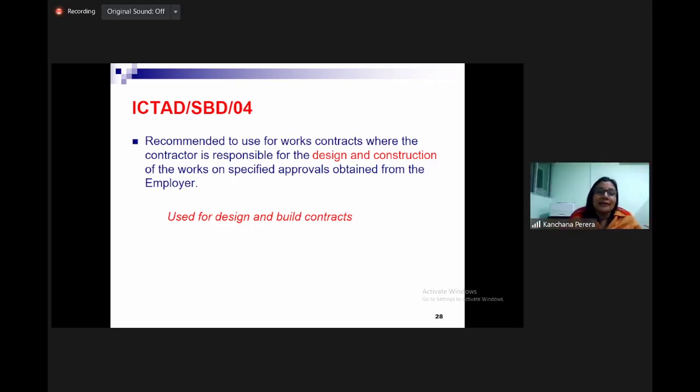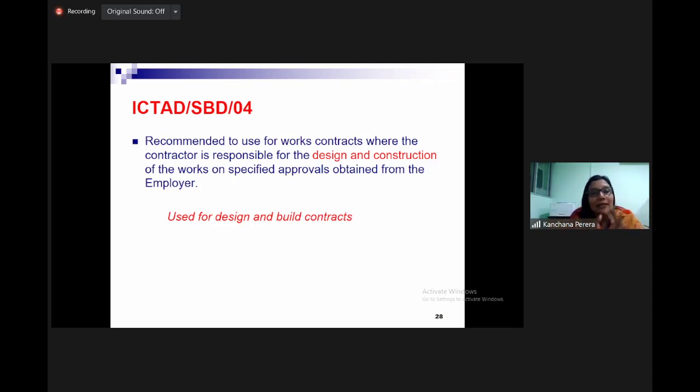Turnkey will be slightly different from design and build. Turnkey means you give it totally to the contractor, right? So you can read the detail about design and build and turnkey, but design and build is slightly different to this. I will tell you the arrangement in this SBD 04.